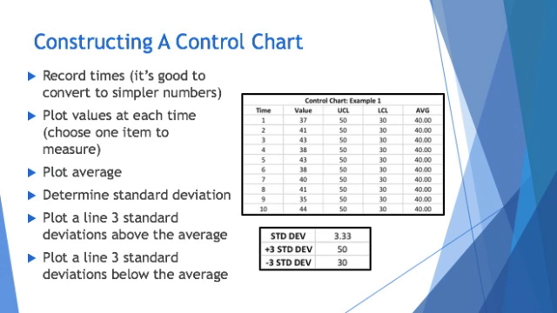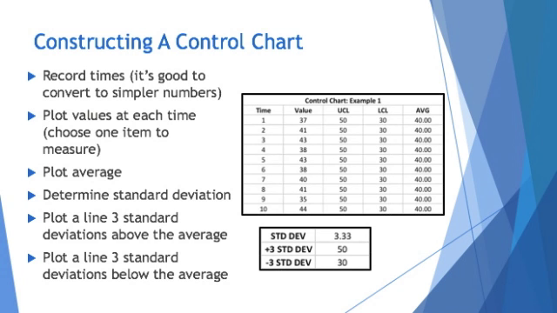Alright, let's have an overview of how to make a control chart. We'll go into more detail in a second. So first off, record your times that you're going to be collecting data. It's good to convert your times to simpler numbers, so don't have 10:30 a.m., 10:35 a.m., 10:40 a.m. Just keep your times simple, time 1, time 2, time 3, etc. Then make sure you record the values at each time. For control charts, you can only measure one item. So choose your critical features on your part, or just have multiple control charts for each dimension.